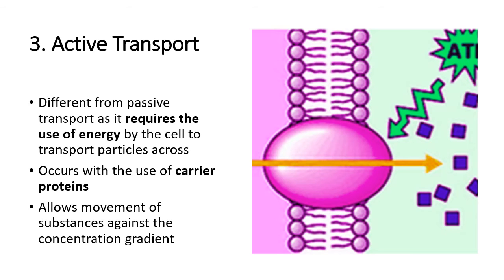Next, we have active transport. Active transport is different from passive transport as it requires the use of energy by the cell to transport particles across the membrane. The form of energy used by the cell is known as ATP. Active transport occurs with the use of carrier proteins, and it is a movement of substances against the concentration gradient.